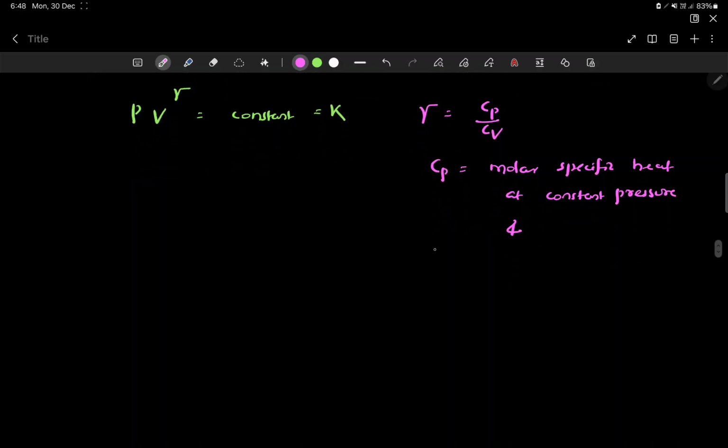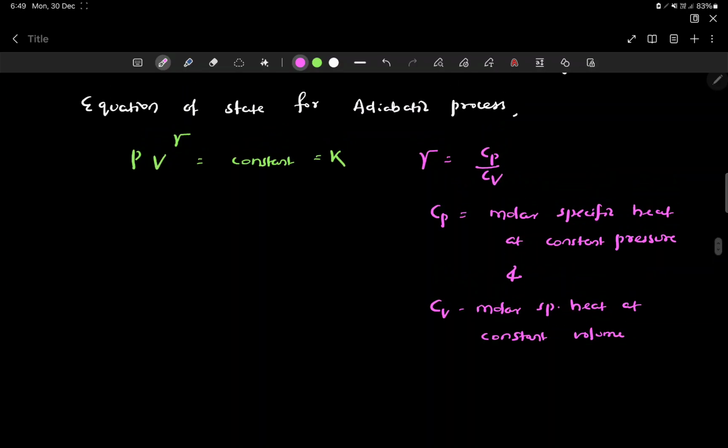And what is Cv? Cv is the molar specific heat at constant volume. Previous class we have discussed. So if P v to the power gamma is constant, that is K, so we can write P is equal to K by v to the power gamma.